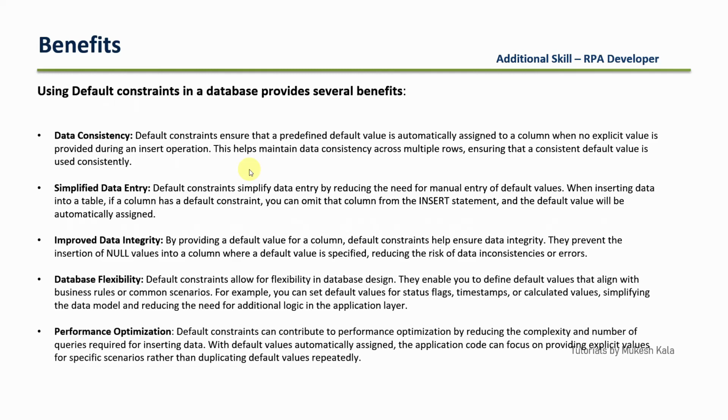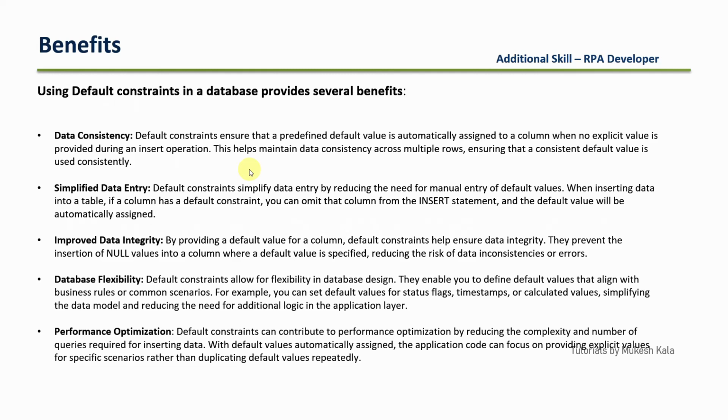Okay, database flexibility. It allows the database to have a flexible design, which means that you can have default values that align with the business rule and the common scenarios, right? For example, whenever I am creating a flag, the flag status has to be set to false by default, right? So all the flags coming to the database can be set to false. I can have the timestamp, so that whenever I am updating or inserting any record, I want to make sure that the current system date and time is captured. So I can use functions. I can use calculated values, which in turn simplifies the data model.